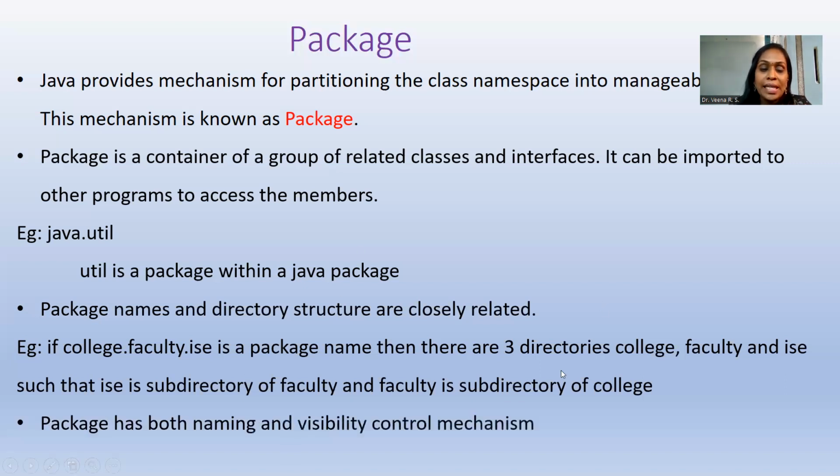So here you can say that whenever we talk about a package which is acting as a folder which stores a number of classes or a number of interfaces together, package has both naming and visibility control. Naming in the sense that for each partition you can give a particular name, and visibility control will tell whether the subclasses or the members of the class are accessible outside this package or not.